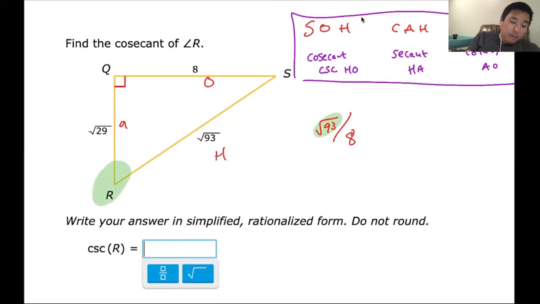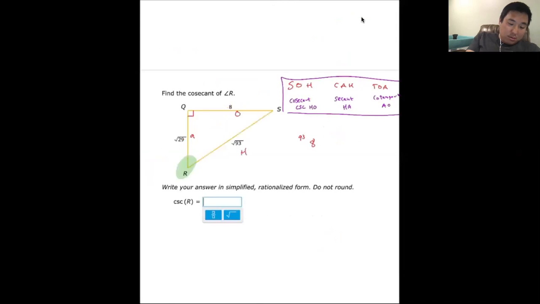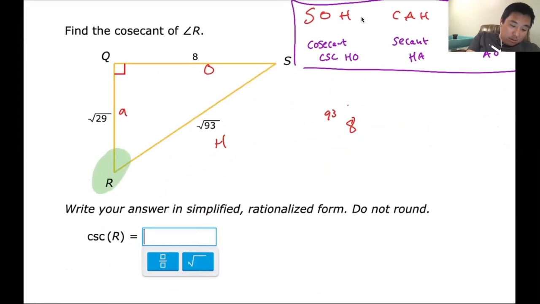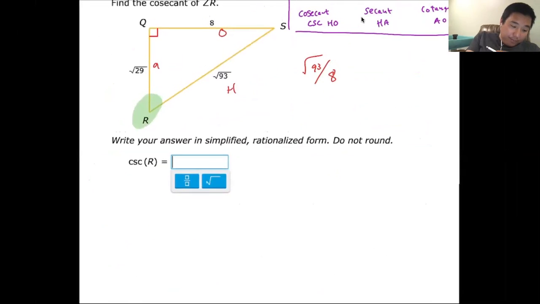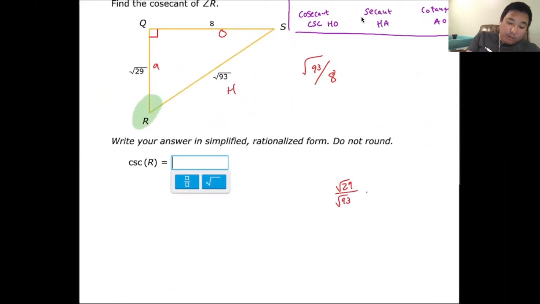Let me go over how to rationalize right now. So for instance, if you would have had square root of 29 divided by the square root of 93, we don't like the 93 on the bottom, so we multiply by root 93 over root 93. So on the bottom it becomes 93, and then I have no idea what the square root of 29 times 93 equals. Yeah, not a nice number, so I'd leave it like that.